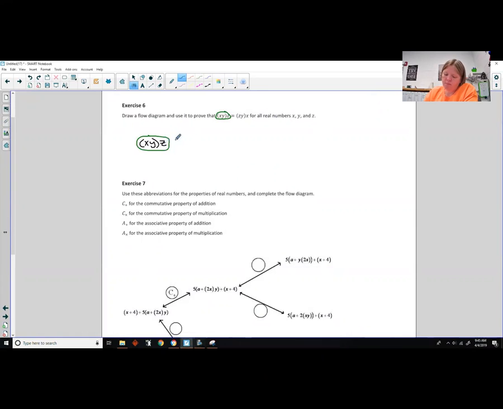Okay, so I'm going to start the diagram like so, and I'm going to do the associative property on this, which would be x, (y, z), the letters in the same order, just the parentheses moving. And the commutative property says that order doesn't matter, so I can put the z first and then the x, y second. So there's the start of the flow diagram for this, and we want to get to (zy) times x.